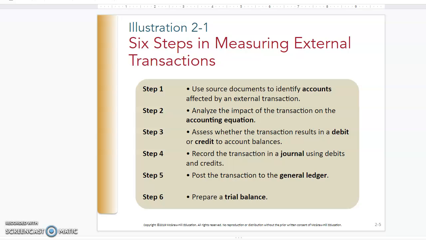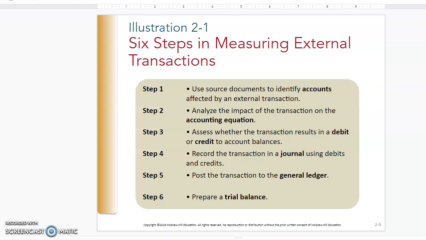Okay. Step 2, analyze the impact of the transaction on the accounting equation. Okay, so we need to see what happened to assets, what happened to liabilities, what happened to owner's equity. Later on in this PowerPoint are a list of transactions.